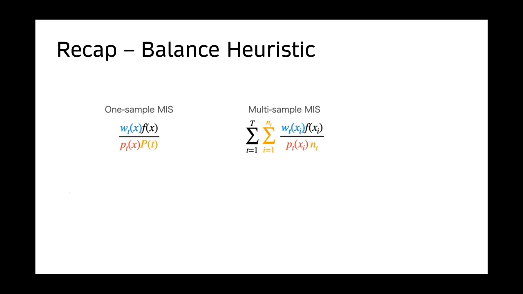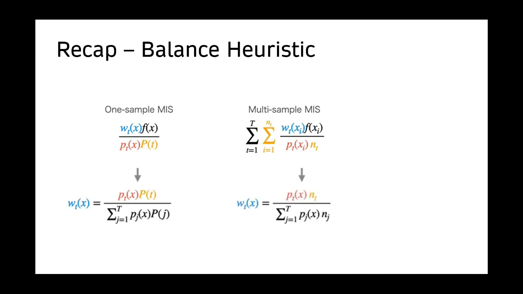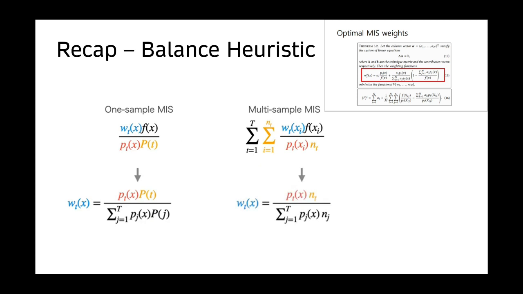We would then ideally want to find a weighting function that results in efficient estimators. As I introduced in the last presentation, Veach and Guibas proposed the provably good balance heuristic, where the weight of each technique is proportional to its PDF. In addition, in the last presentation, an optimal MIS using a weighting function that minimizes the variance of the estimator was also introduced.